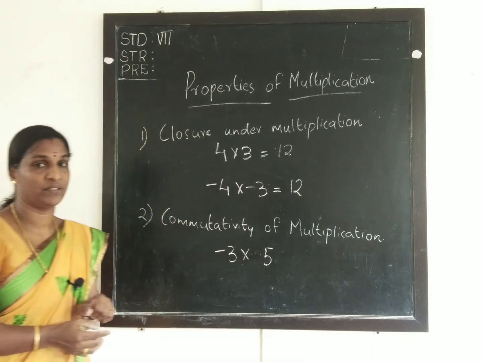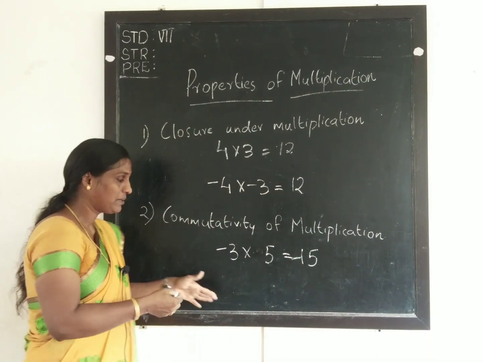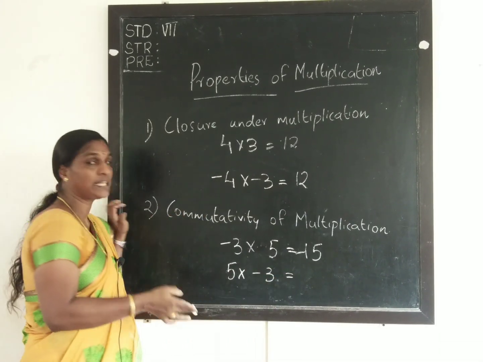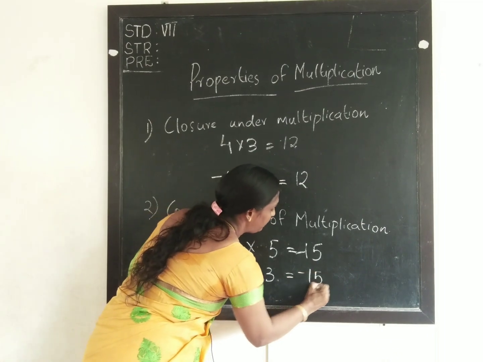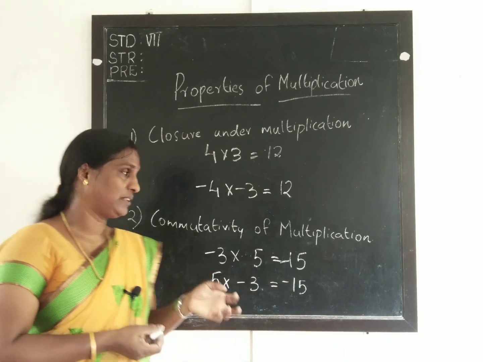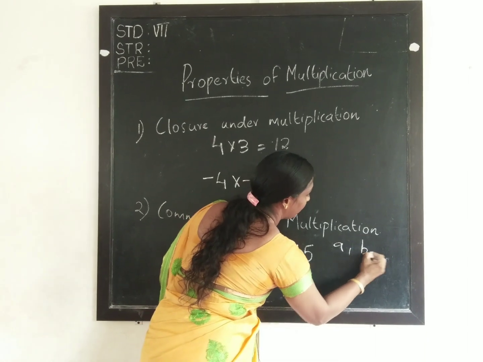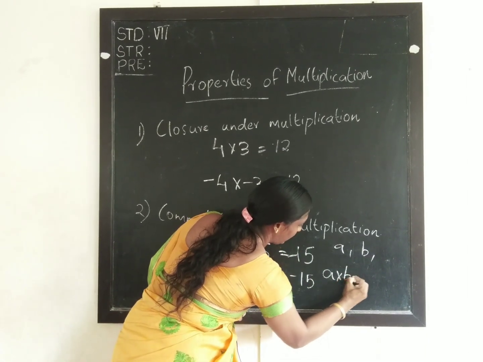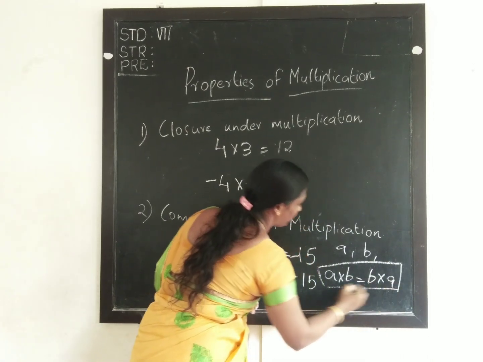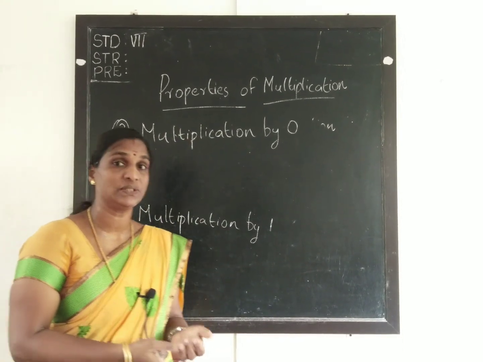5 into 3 is 15 and we put the negative sign. In the next step, we are writing this number first: 5 into minus 3. What is the answer? The answer is the same, minus 15. So in multiplication we can see commutativity. That is, for any integers a and b, a into b is equal to b into a. This is the commutativity property. So we have seen two properties, commutativity and closure under multiplication.